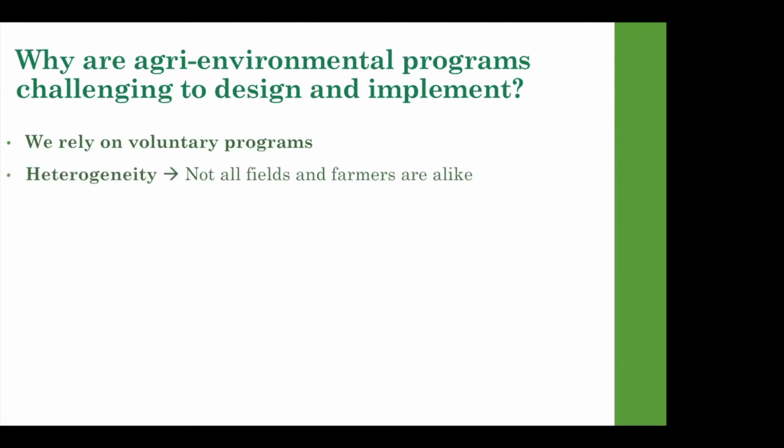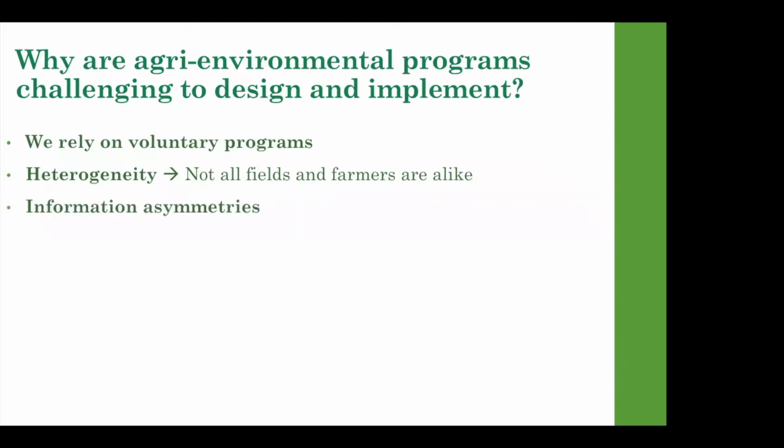Well, we know we have heterogeneity among farmers and among farmland, right? There are information asymmetries, so there's information about costs and benefits for the farmer that the agency doesn't know. There are things that the farmer doesn't know, particularly about maybe the goals of the agency or the benefits that their actions will be able to provide.